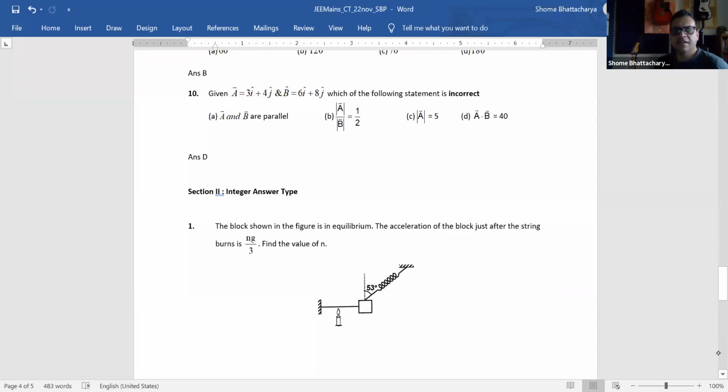For the 10th question, just go through it once. I think you can see the question directly. It's pretty easy. B is equal to 2 times A. So they are parallel vectors. Their magnitude is 1 is to 2. And the magnitude of A, as you can see, so this is the wrong option. So D is the answer.